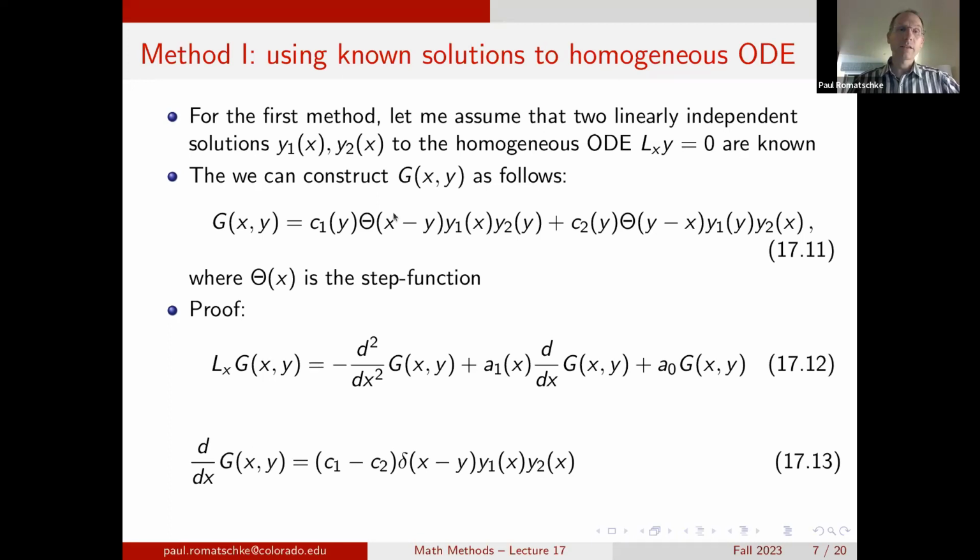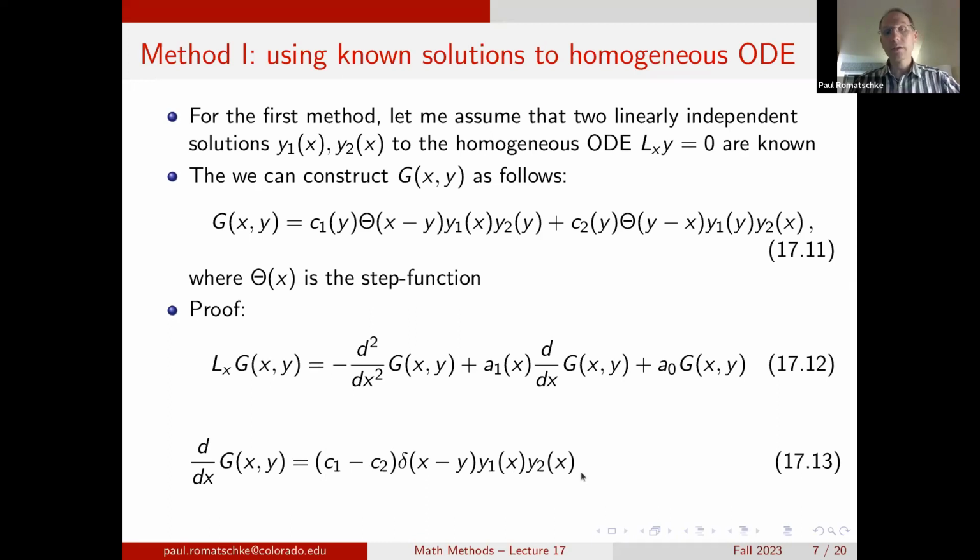And what we find is that there will be terms where the differential operator acts on the step function, producing a Dirac delta function. So for instance, there will be one Dirac delta function over here, and there will also be a Dirac delta function for the second term, but with a minus sign because of the chain rule. So then we get a term in the first derivative of the Green's function that is proportional to c1 minus c2 and the delta function, and the two y's, where the argument of the y's doesn't play any role because the delta function restricts x and y to be the same anyways.